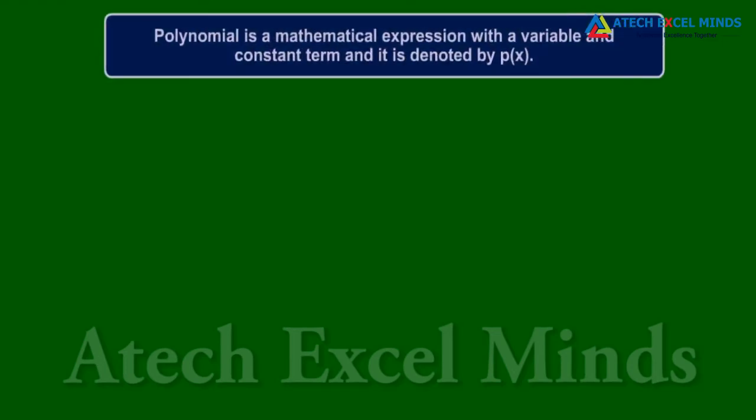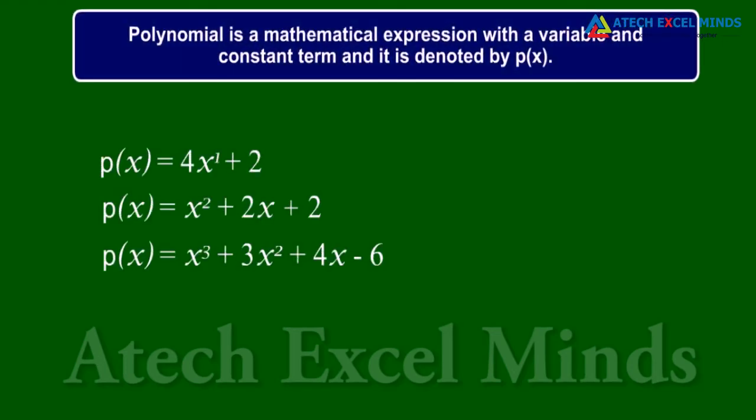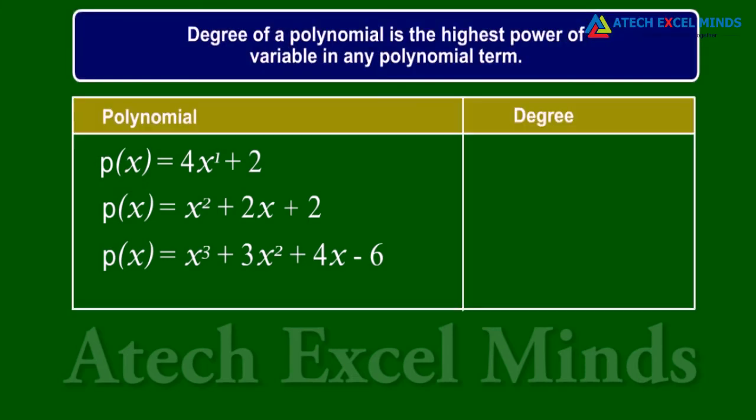Let us start our discussion with some examples of polynomials. Polynomial is a mathematical expression with a variable and a constant term, and it is denoted by p of x. Degree of a polynomial is the highest power of variable in any polynomial term.